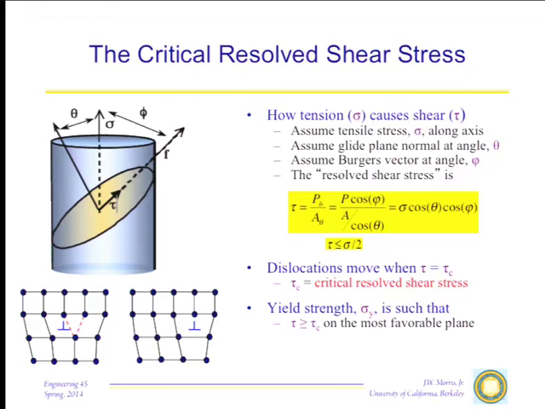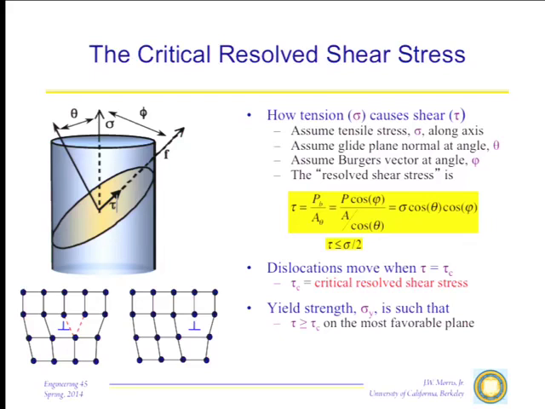So we just plug in those two numbers, and we get that if we have an applied stress sigma, then the shear stress in the direction phi on a plane at angle theta to the normal is just sigma times the cosine of theta times the cosine of phi. The maximum value that this can have is when both theta and phi are equal to 45 degrees, in which case cosine theta cosine phi is 1/2, and tau is sigma over 2. If I have any other angle in this plane, then tau will be less than sigma over 2.